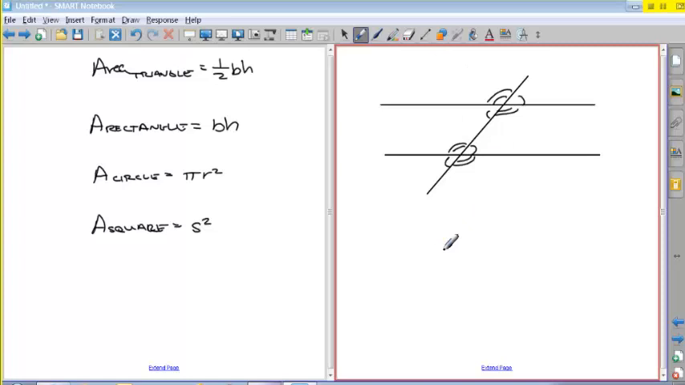So the other 3 cases are the interior angles of a triangle.